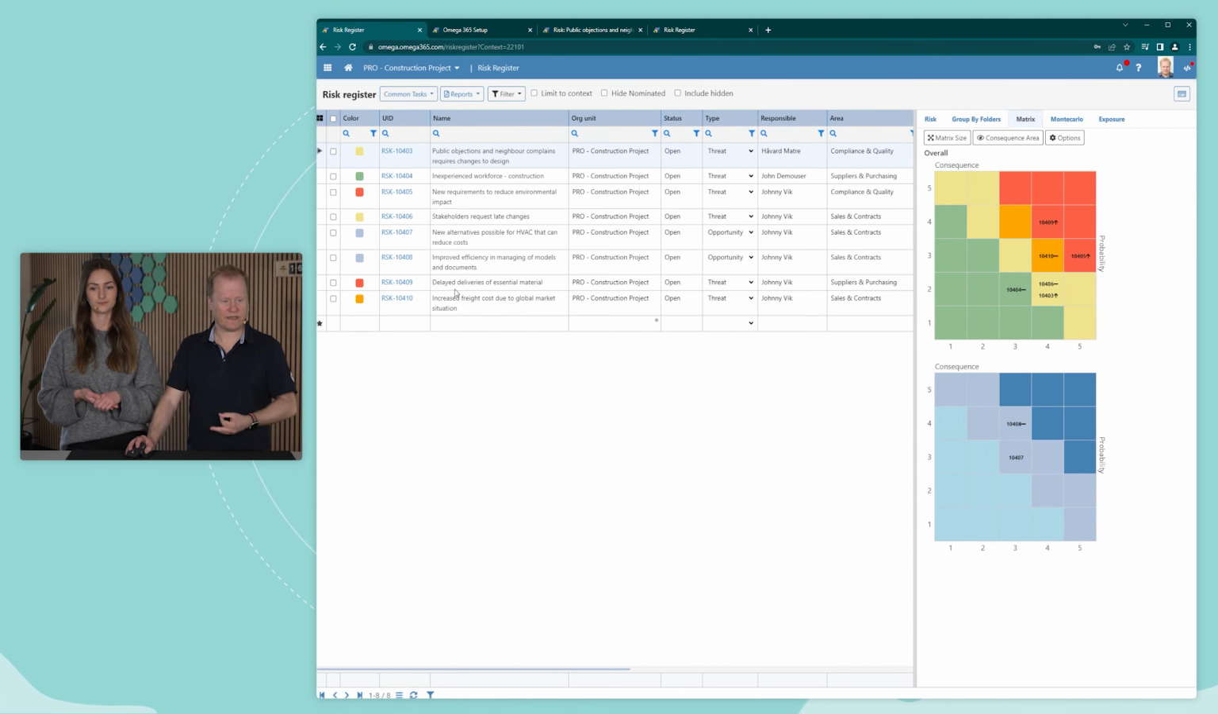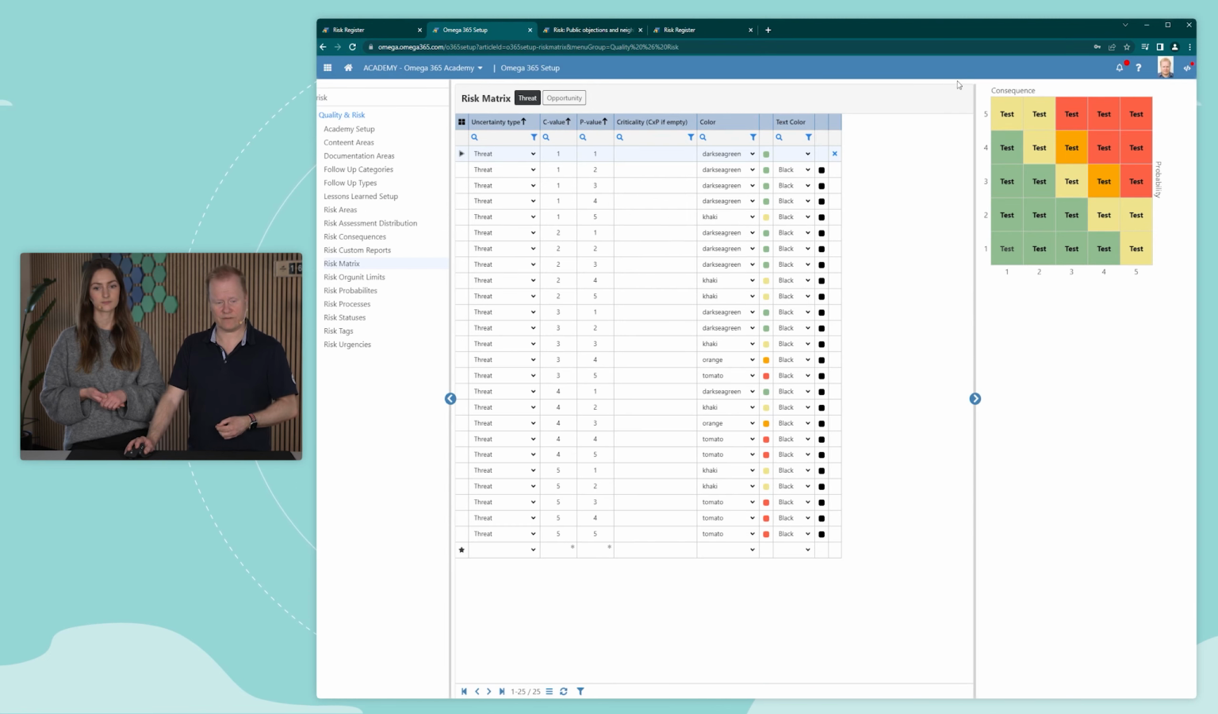And as you can see here, we have a good overview of all the risks in the organization unit. And you can also see that there is some metadata for the risks, and there is a color identifying the criticality of the risk. That's coming from the setup here.